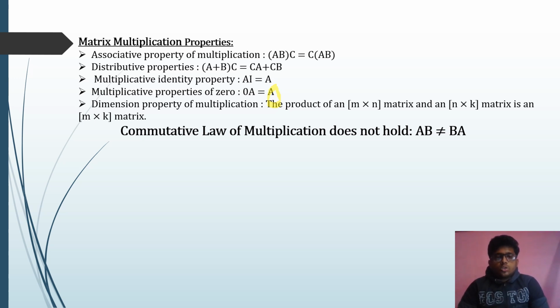The most important thing is that the commutative law of multiplication does not hold. Means for matrix multiplication, A into B is not equal to B into A. It is not possible in matrix.